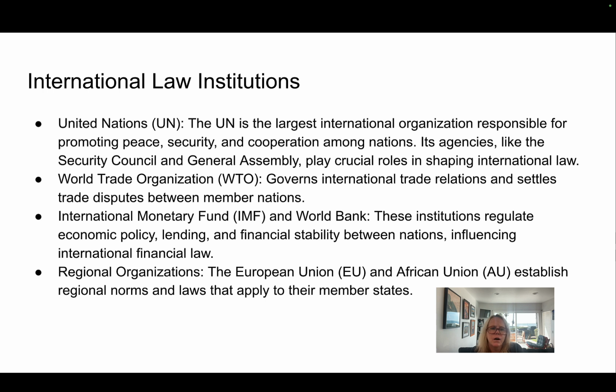Some international law organizations. The UN is the largest international organization responsible for promoting peace, security, and cooperation among nations. Its agencies like the Security Council and General Assembly play crucial roles in shaping international law. The World Trade Organization governs international trade relations and settles trade disputes between member nations.